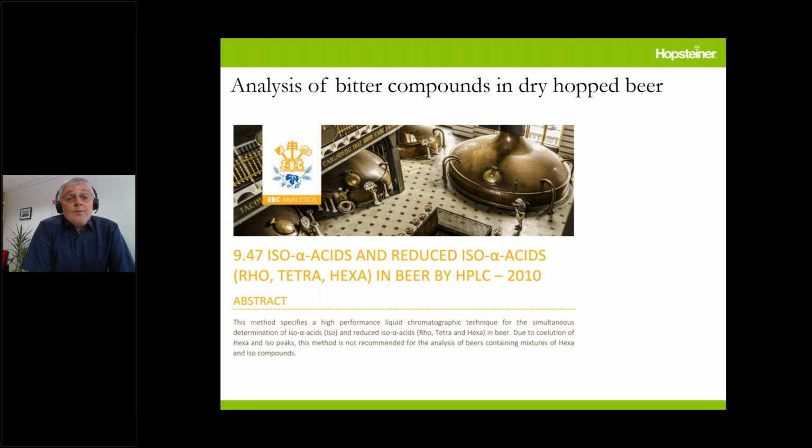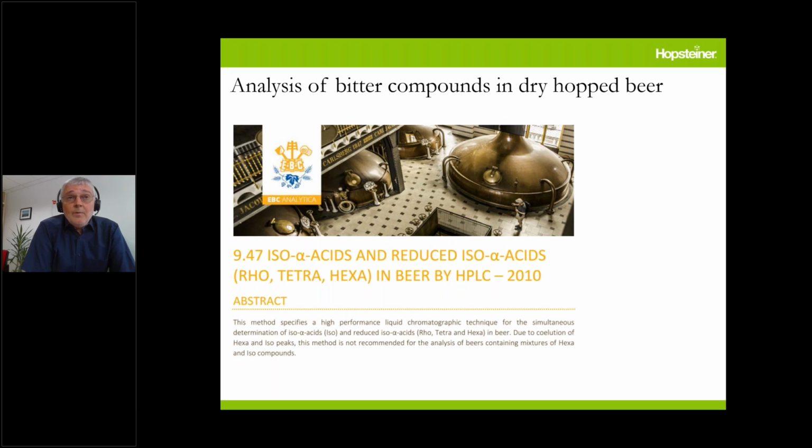In this talk, I just want to mention that we used the EBC method 9.47, isoalpha acids and reduced isoalpha acids in beer by HPLC, for our analysis of dry hop beers. We used more or less the same sample preparation. Of course, we used different calibration standards for humulinones, for example. And this method was so modified for analysis of dry hop beers.